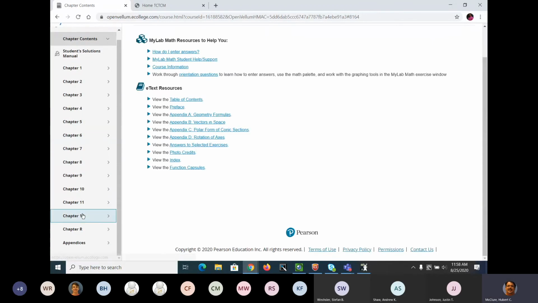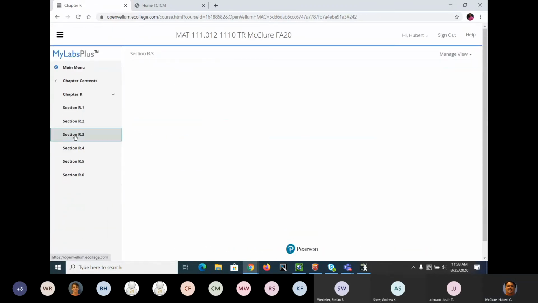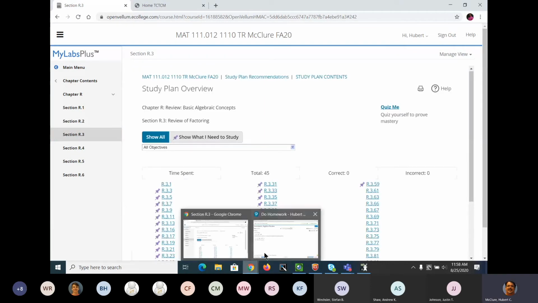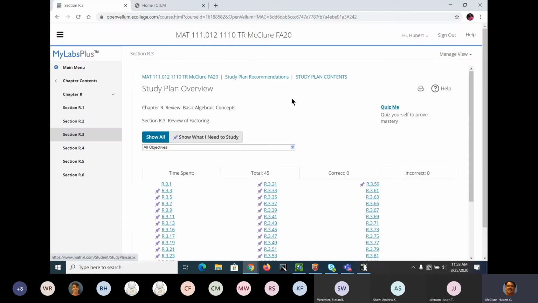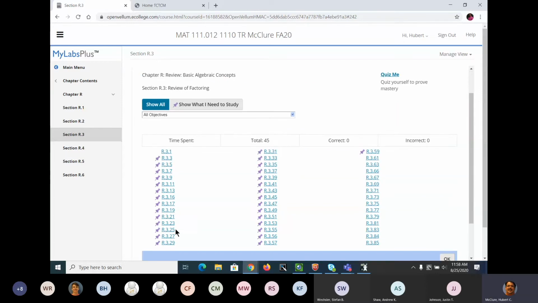R3, what number was it? 21? I can't remember. R321. Go to the R section. Go to 3, R3. There we are, R3 right here. And then 21. Go to 21. And there it is.